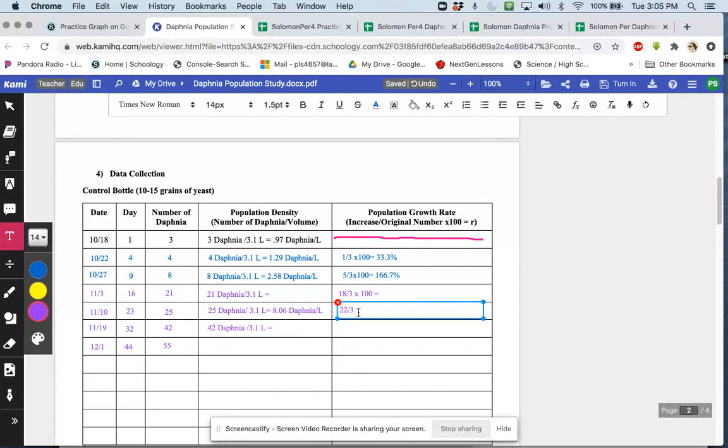And then in order to get a percentage, because otherwise you'll get a decimal, you have to multiply it by 100. So 22 divided by 3 times 100 is 733.3%.